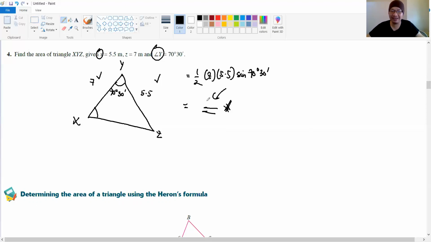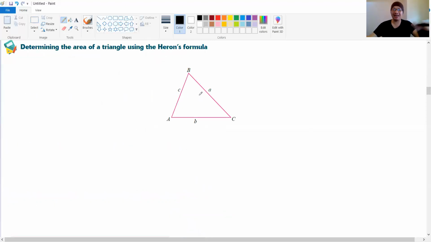Okay, guys, that is the first thing that we already learned in this subtopic. What is the second thing? The second thing of this subtopic is, look at here. Heron. Heron actually is the name of a person that discovered this formula. If you look at this diagram, how do we find the area of this triangle if there is no angle given, but all the lengths are given and there is no angle inside?